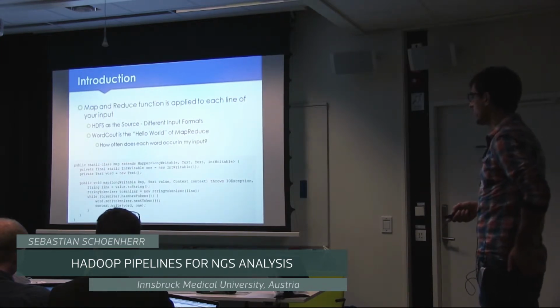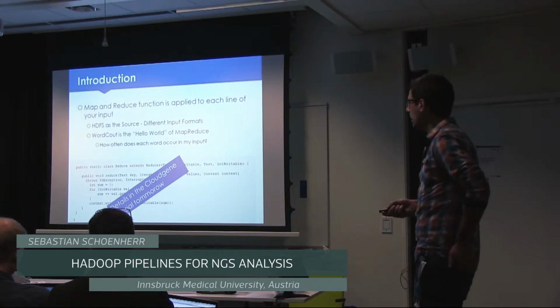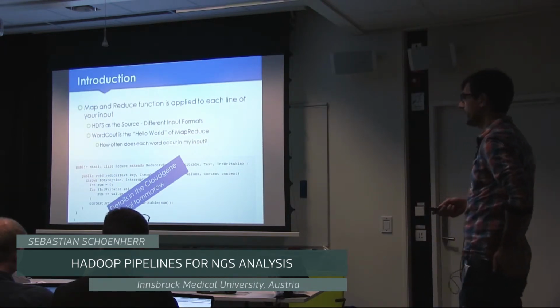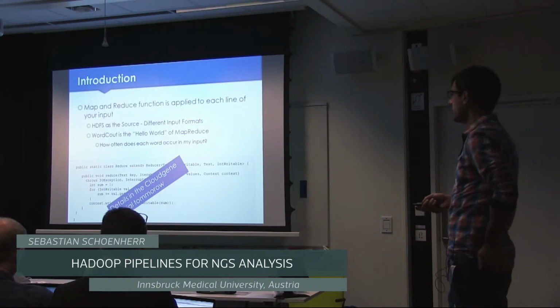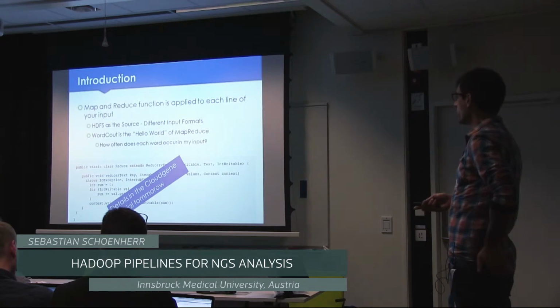You can write this, for example, with Java. This is the map function. This is the reduce function. And we will show tomorrow in our tutorial, in our Cloudgene tutorial, how you can implement a simple MapReduce use case with Java or also with other programming languages.